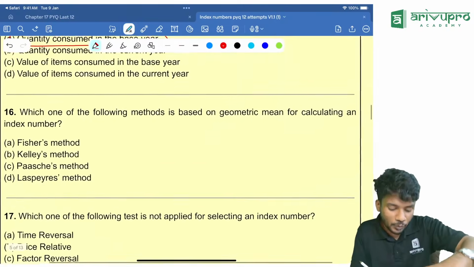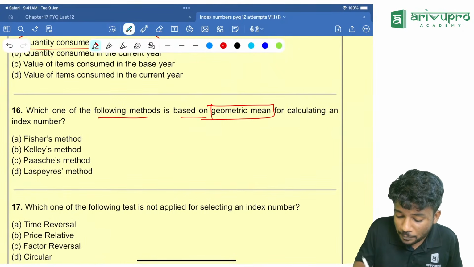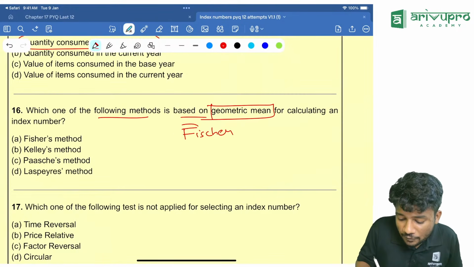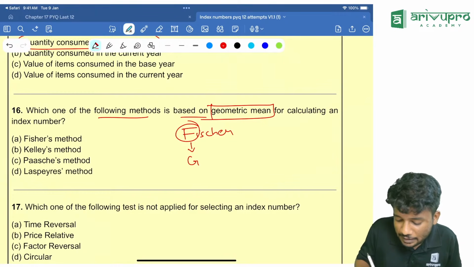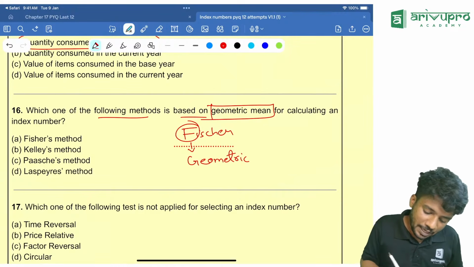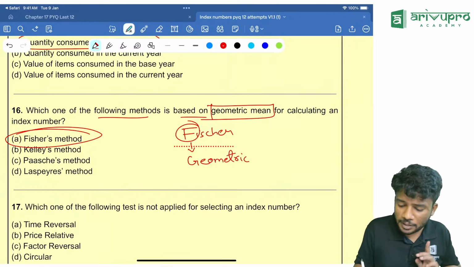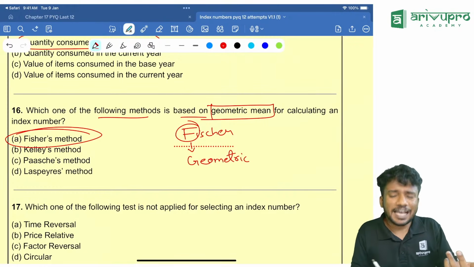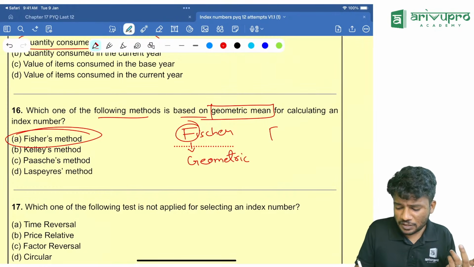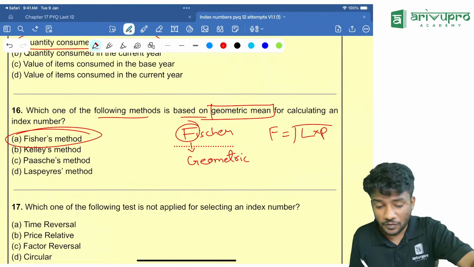Okay, next question. Which of the following methods is based on geometric mean? People, I already told you, Fisher. After F, what is coming? G. That means Fisher means geometric mean of Laspeyres and Paasche. So option A is your answer. Which of the following is based on geometric mean for calculating index number? Fisher is nothing but root of Laspeyres and Paasche product we need to take.